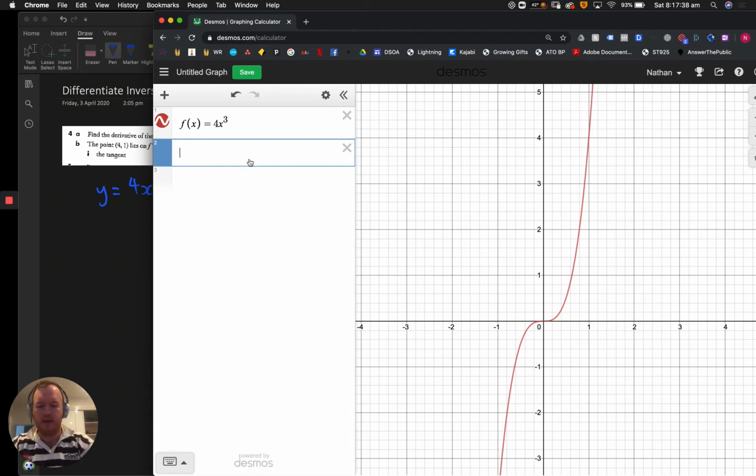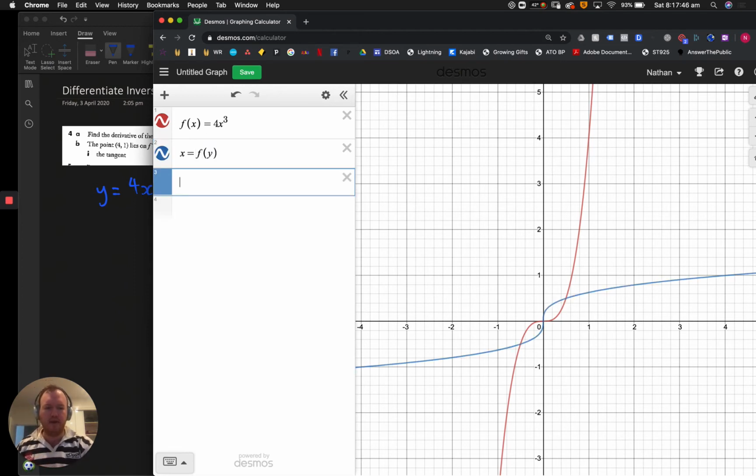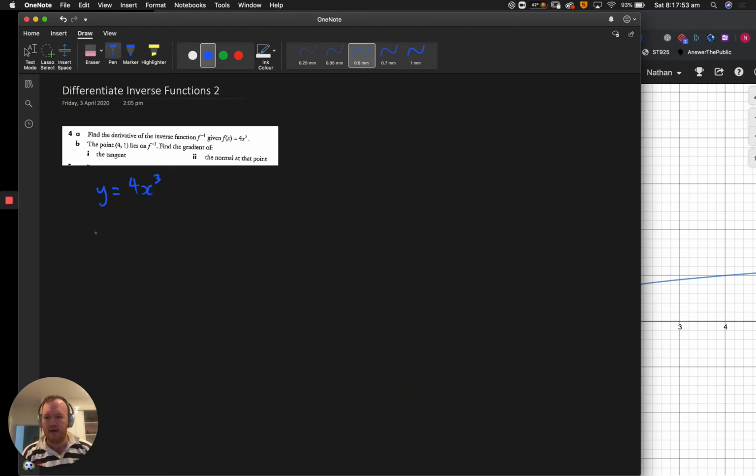In fact, we can just quickly plot the inverse function to see what we're going to be dealing with. There we go, that blue line there is going to be our inverse function. So let's double check what that's going to be algebraically over here. So y equals 4x cubed.